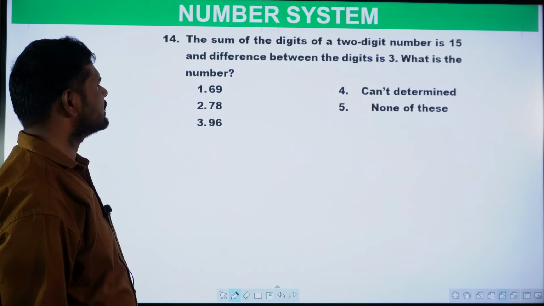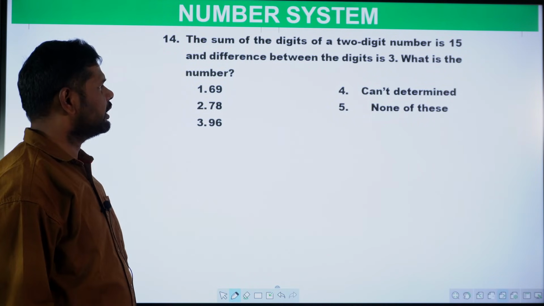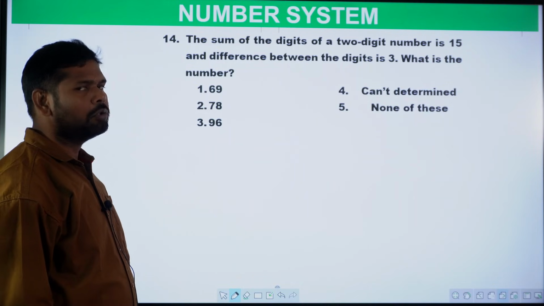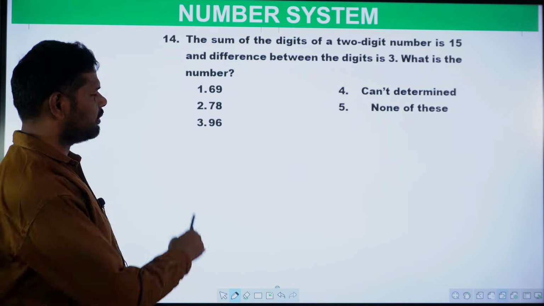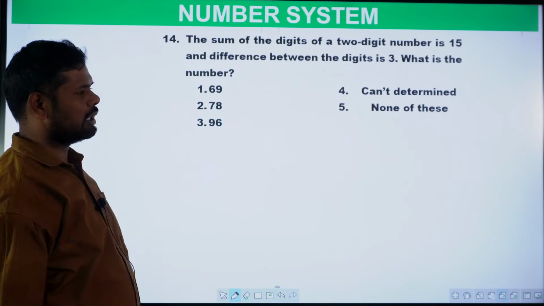The sum of digits of a 2-digit number is 15. Observe the options 69, 78, 96: all of them have digit sum 15, all are satisfied. Those two can't be determined, none of this.